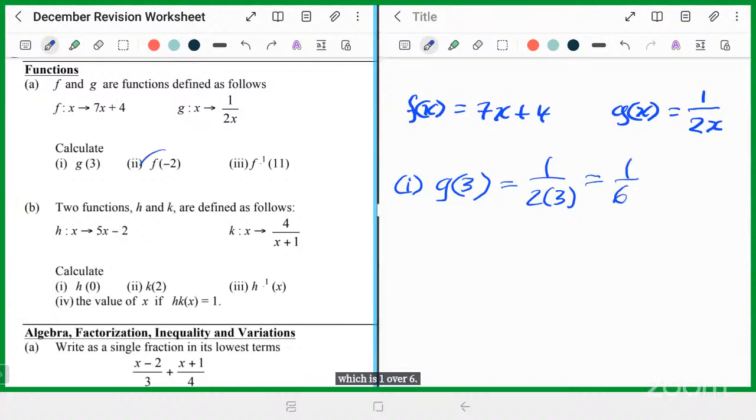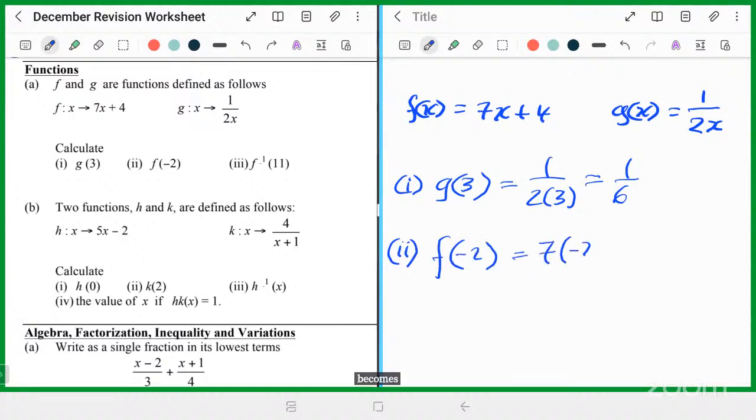Next part wants f of negative 2. So I'm going to put negative 2 in the f function right there. So part 2, the f of negative 2 becomes 7 times negative 2. I put negative 2 in here, plus 4. That's negative 14 plus 4 becomes negative 10. So the answer there is negative 10. But 7 times 2 is 14, but the negative.